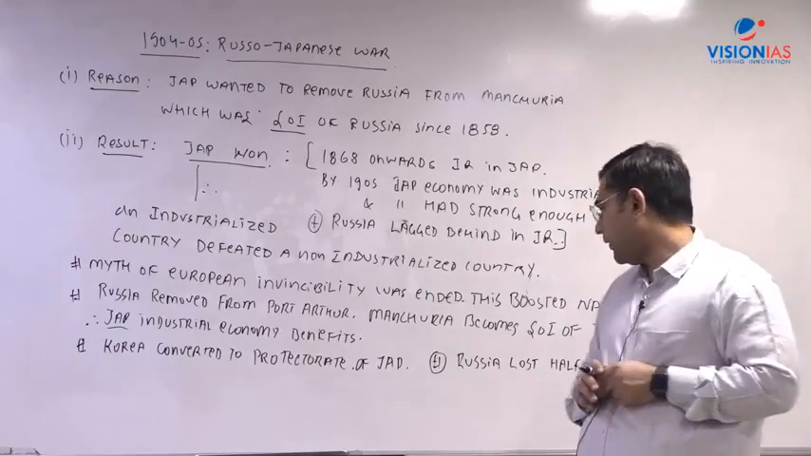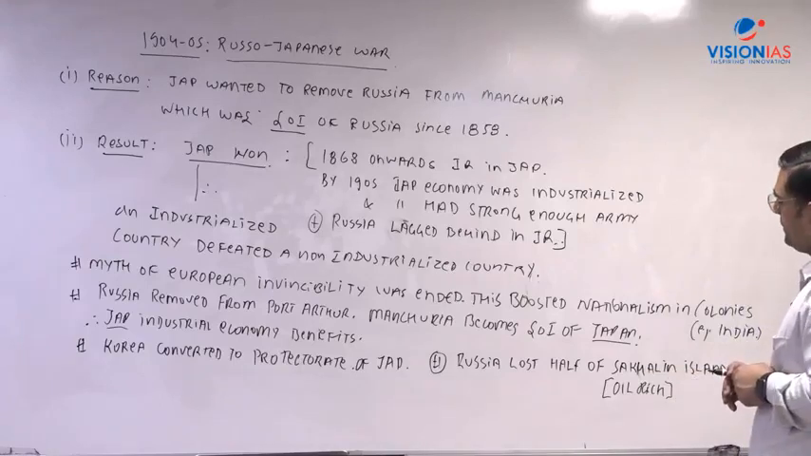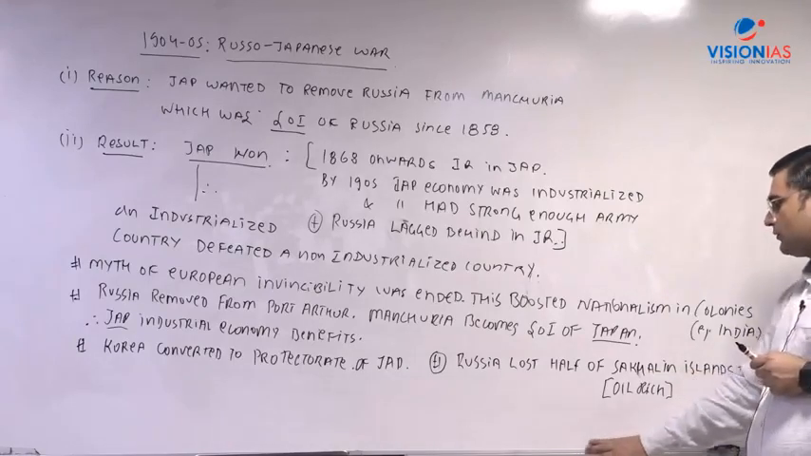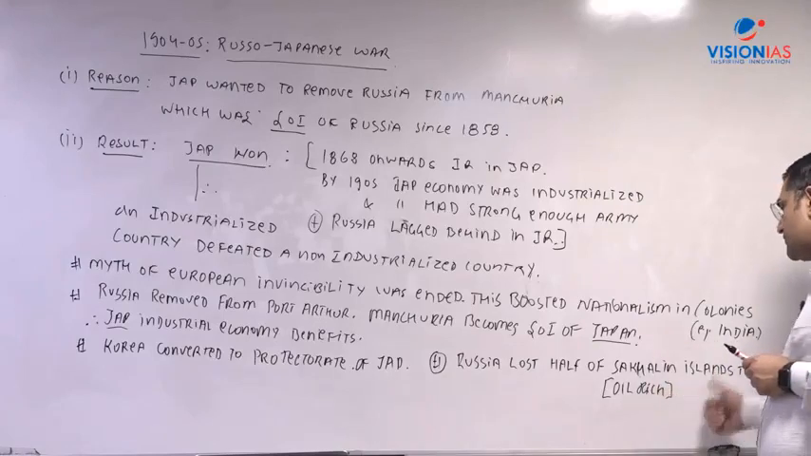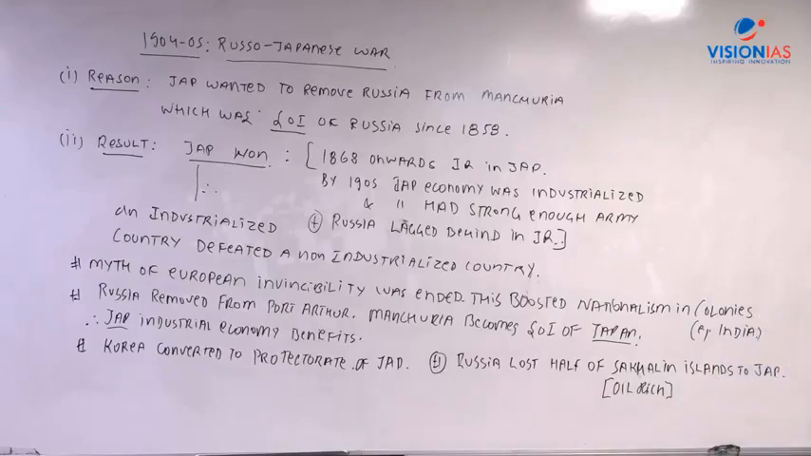So therefore, this is how Russia is losing its control over Manchuria, plus Russia is also losing half of Sakhalin Islands. Right? So इस तरीके से ये चीजें चल रही हैं, ठीक है? So this is how things are progressing.